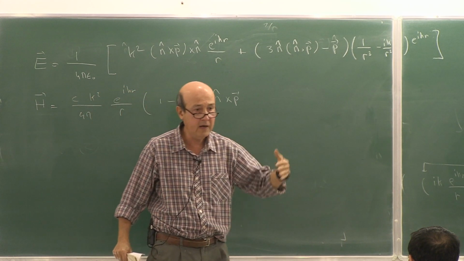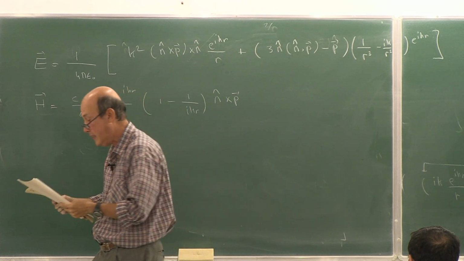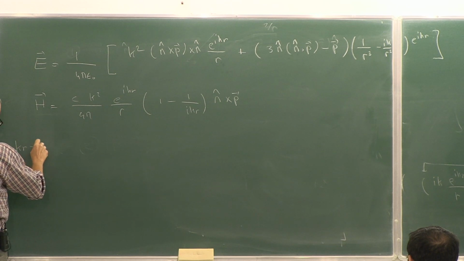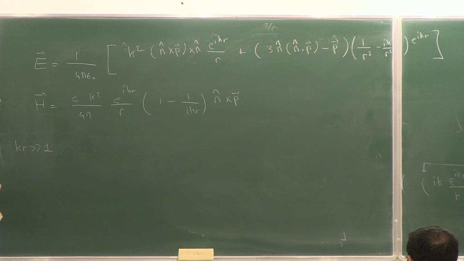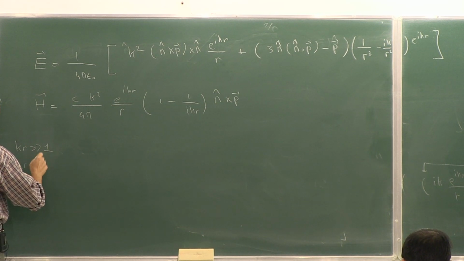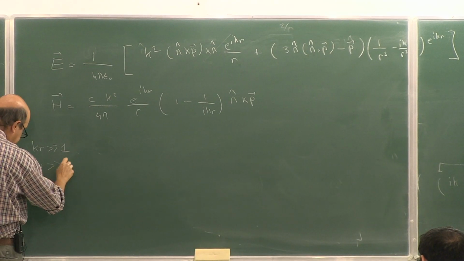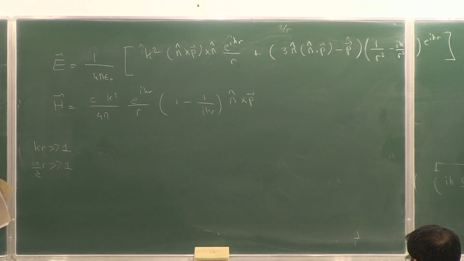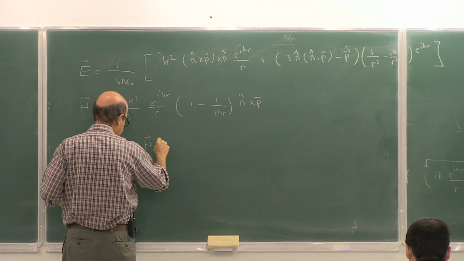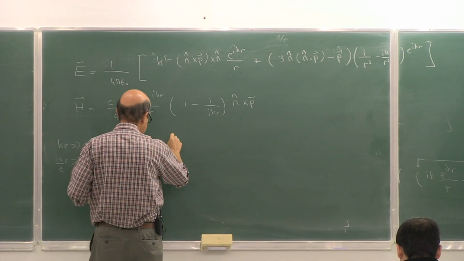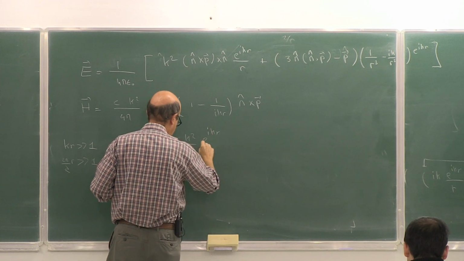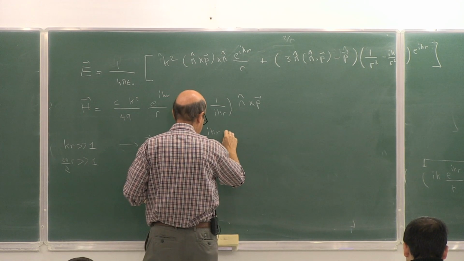So let us go to the far field and look at the H and E at the far field. So when kr is much greater than 1, or 2 pi over wavelength times r is much greater than 1, that is the far field zone. So the H field takes the form of what? c k squared over 4 pi, e to the ikr over r, n cross p.